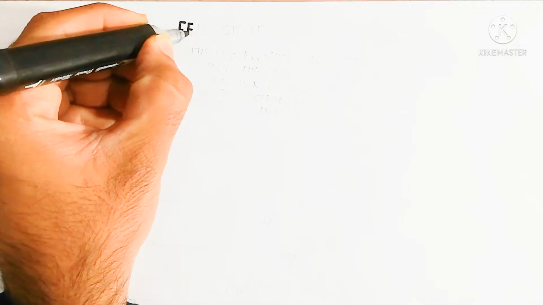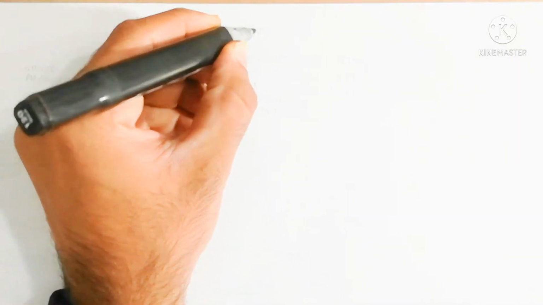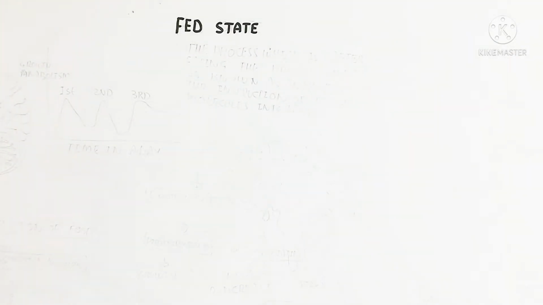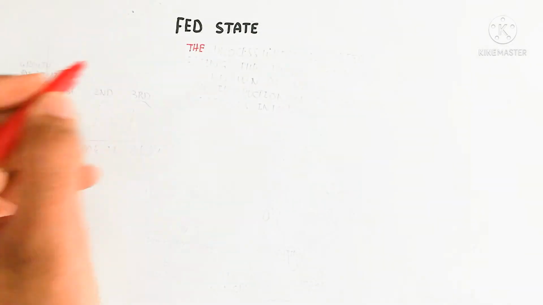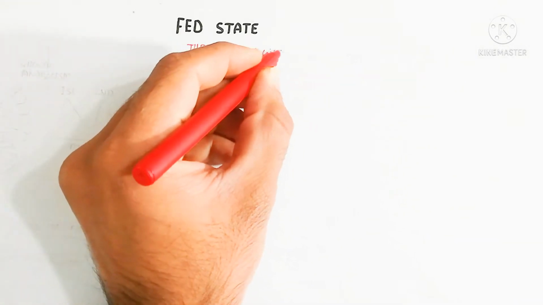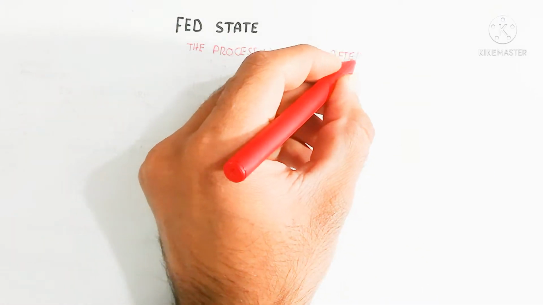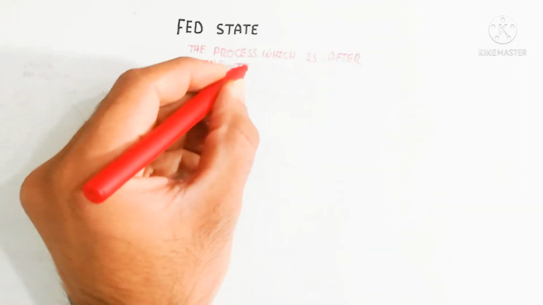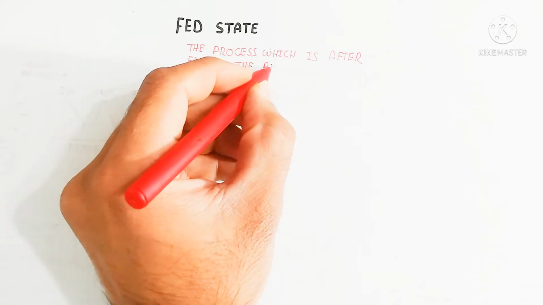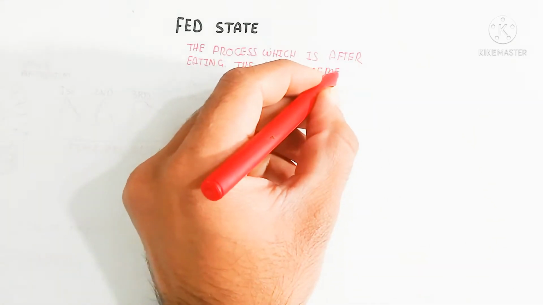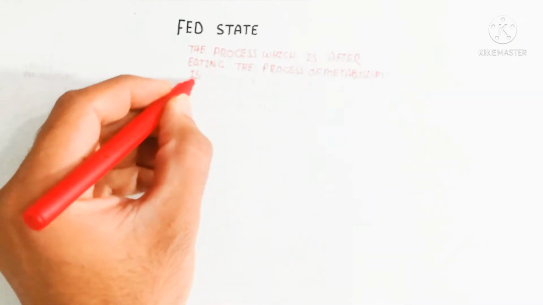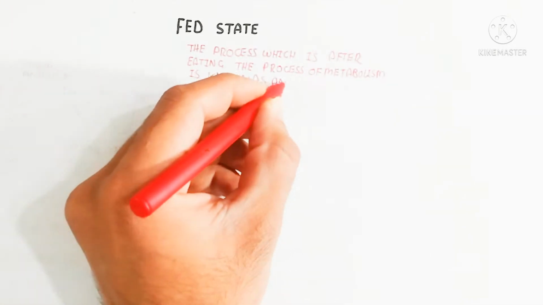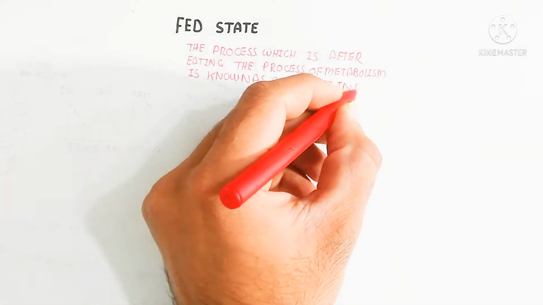Hello, in this video we will discuss the fed state. The process of metabolism after eating is known as anabolism, in which smaller molecules are built into larger molecules. In this way the smaller molecules combine together to give a macromolecule, so micro to macro.